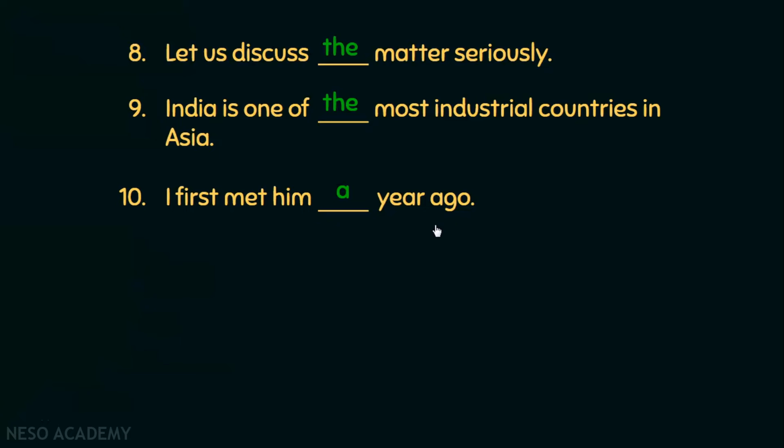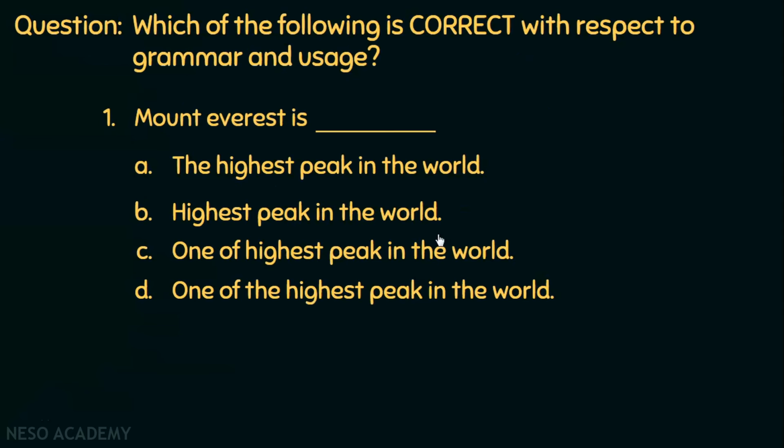Okay? So I hope these 10 questions are clear to you, and the next section of this video is very important and very interesting for all of you. The question is, which of the following is correct with respect to grammar and usage? So you have a particular sentence which has a blank with it, and you have to fill this blank with the correct option from here. Go through all the 4 options and select the correct one.